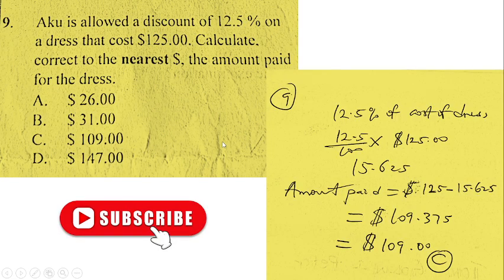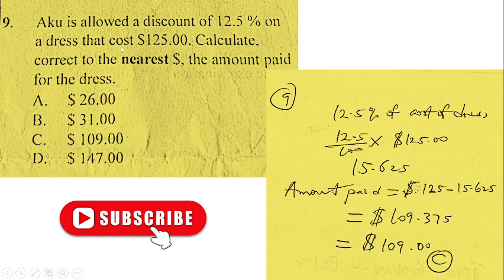Question number 9 now is what we want to talk about. And it's on arithmetic of finance. And there is some discount. Accrues allow a discount of 12.5% on a dress that costs $125. Calculate correct to the nearest dollars the amount paid for the dress.